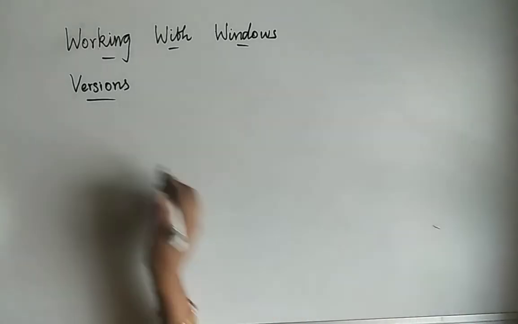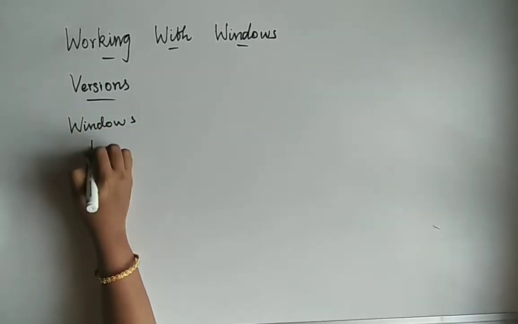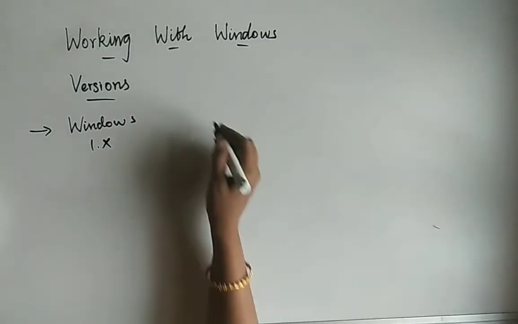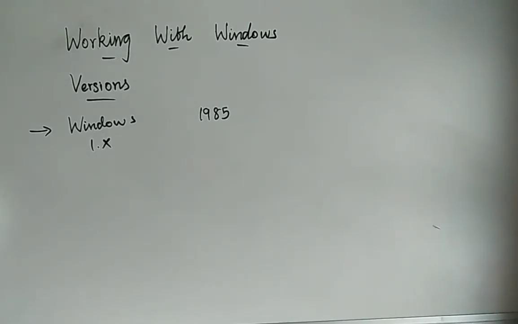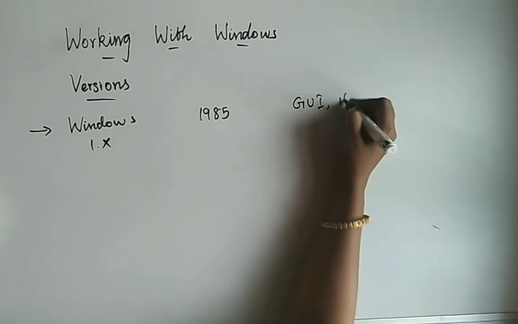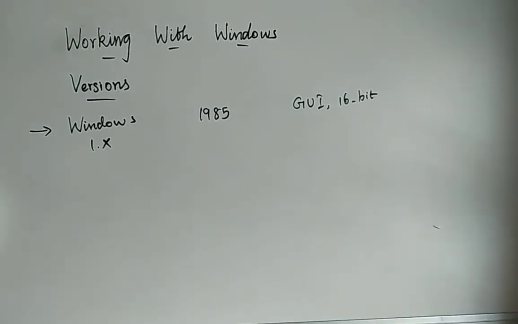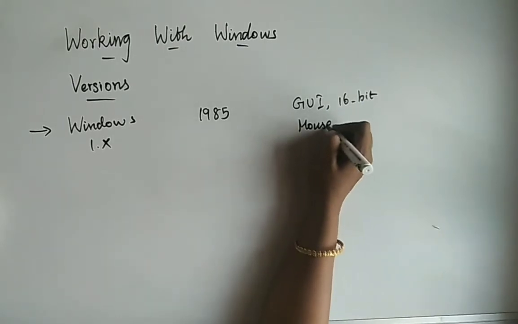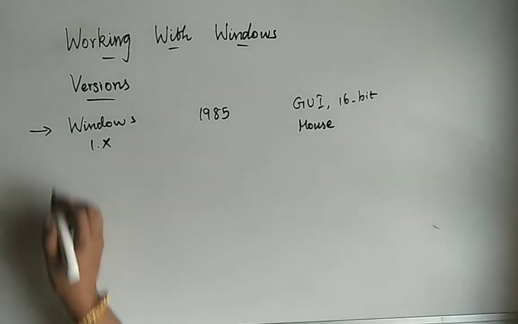The first version of the Windows operating system was Windows 1.x, and it was introduced in the year 1985. In that they introduced the GUI concept and a 16-bit processor was used. Here they introduced the mouse as an input device, and this is your first.